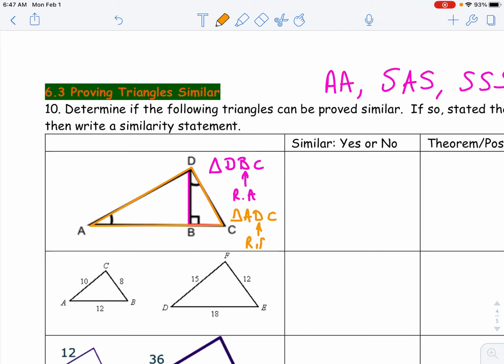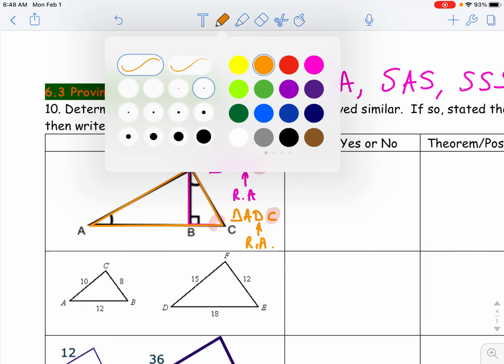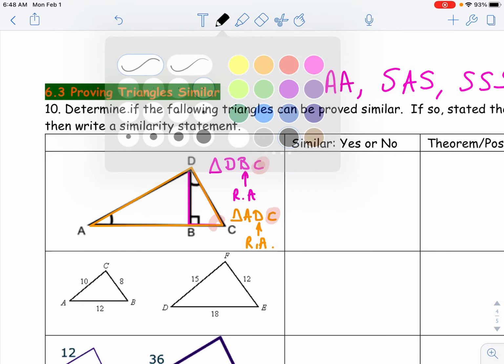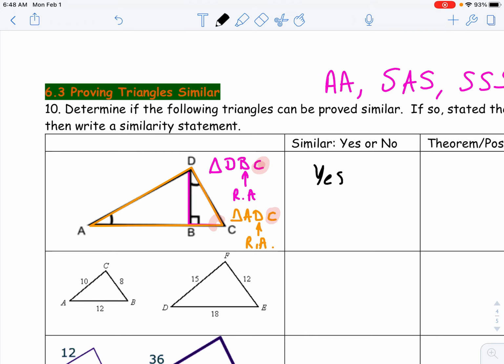And notice how these two triangles share angle C. So angle C is congruent to itself. So they both have a right angle. They both have angle C. So are these two triangles similar? We're going to write yes.